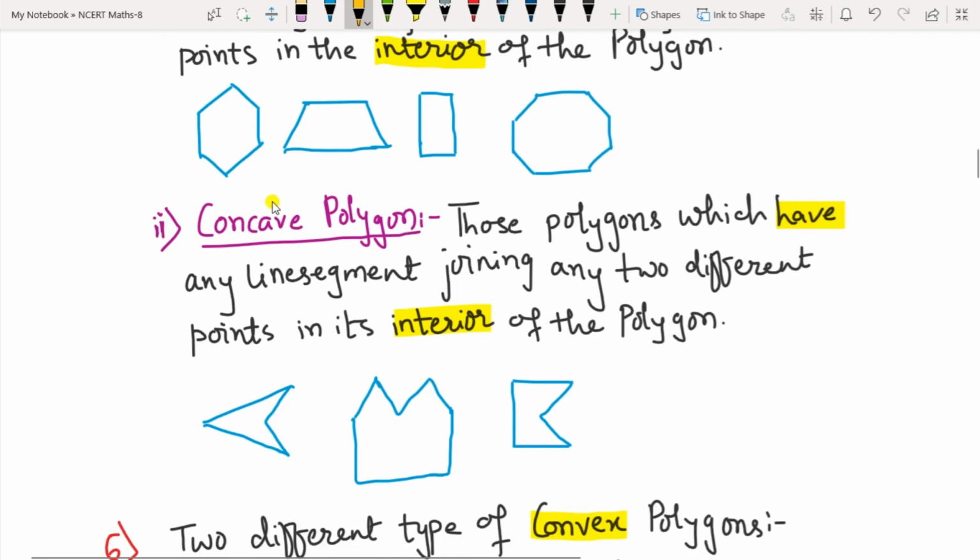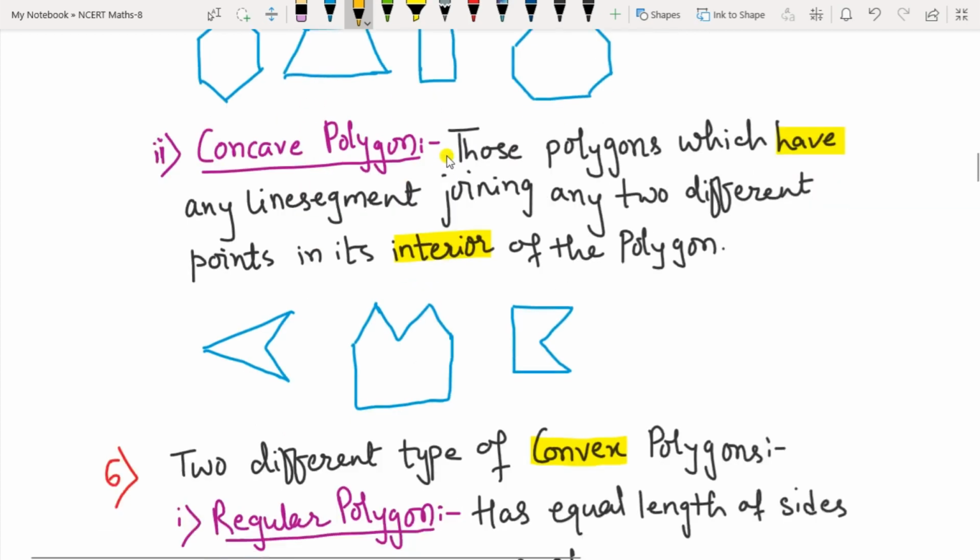And the concave one, those have line segments which move in the interior of that figure, like this one here. You can see the difference between these two figures. So if the line segments move into the interior of that figure, then it is concave. And if they do not move to the interior of that figure, then it is convex. Here in 8th standard, you are going to study about the convex figures.